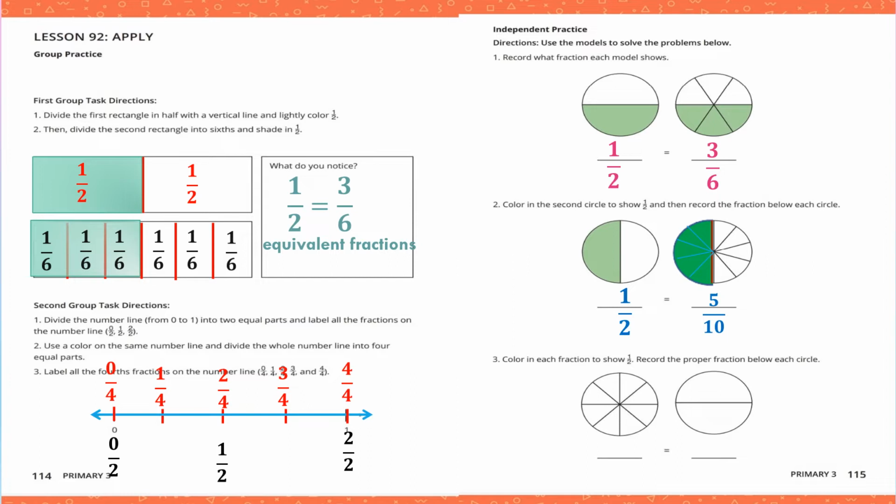Number 3, color in each fraction to show 1/2. Record the proper fraction below each circle. The first circle, I want to color the half of it. So I will color it like this. And the fraction here, 1, 2, 3, 4, 4 over 8. The total parts, 8, 4 over 8. The second circle, the half of the circle like this, and the fraction 1 over 2.